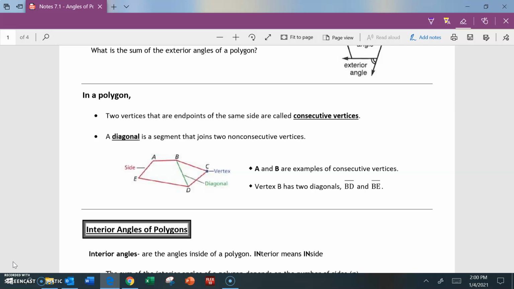So a diagonal will always connect non-adjacent vertices. So in this picture, I'll move my mouse so you can see that B and C are forming a side, whereas B and D is a diagonal because point B and point D are not adjacent. So a polygon can obviously have more than one diagonal. It just depends on how many sides the polygon has.